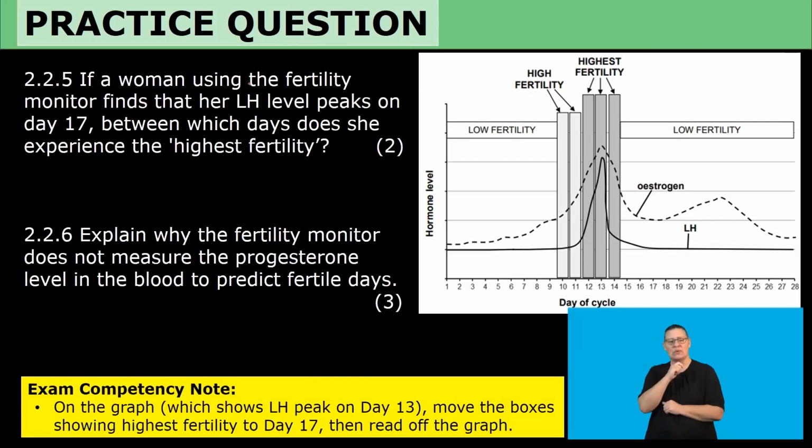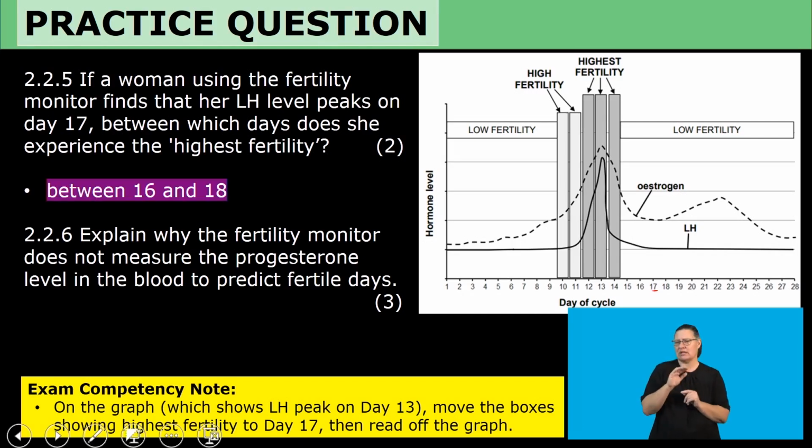2.2.5, if a woman using the fertility monitor finds that her LH level peaks on day 17, between which days does she experience the highest fertility? So we're checking day 17 will be the peak of LH. So between day 16 and day 18. Because between these days, her ovulation is taking place here. The ripe ovum is going to be released here. So between these days, that's her highest fertility season.